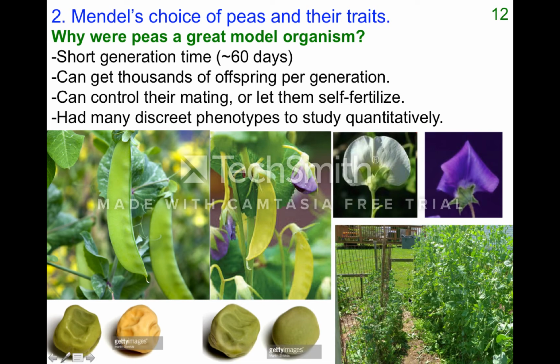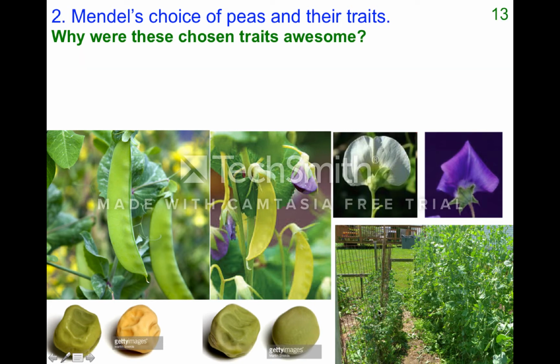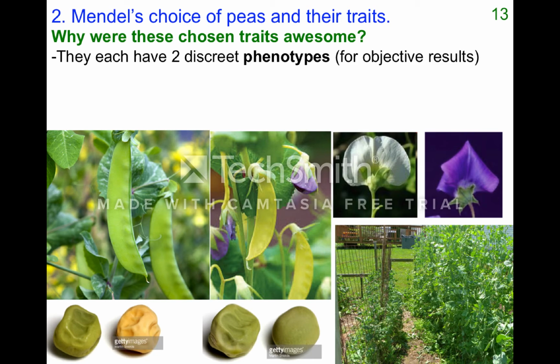Even when they're tall and short plants, there's no medium-sized plants. It's either tall or short. So very easy to quantify. So these traits that were chosen were very awesome. One, because as we just went through, there's two discrete phenotypes, which allows for objective results.